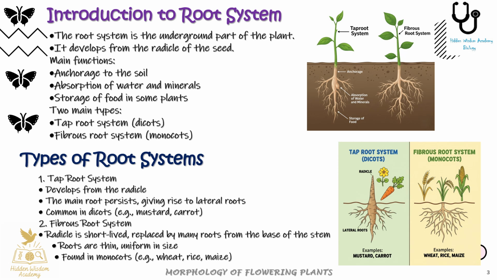Now, let's talk about types of root systems. There are two main types of root systems. The taproot system grows from the radicle, where the main root continues to grow and gives rise to side roots. It is common in dicot plants like mustard and carrot. The fibrous root system forms when the radicle dies early and is replaced by many thin roots from the base of the stem. These are common in monocots like wheat, rice, and maize.